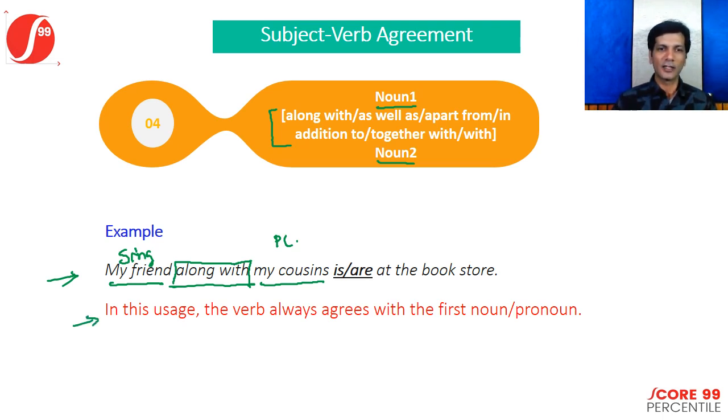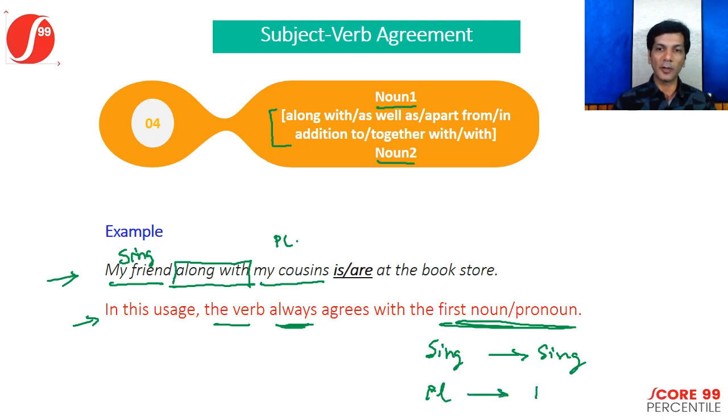In this usage, the verb always agrees with the first noun or the pronoun. So whatever your first noun or the first pronoun, which means that if your first noun or pronoun is singular, then your verb is singular. If your first noun or pronoun is plural, then your verb is plural. It does not matter whether the second noun is singular or plural. That's the essence of this rule. So now this first noun is my friend, it is singular. It means that your verb must be singular. So your singular verb would be is and not are. So it doesn't matter even if you have a second noun as plural.